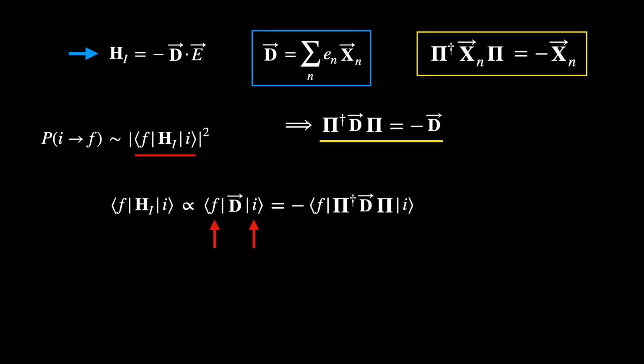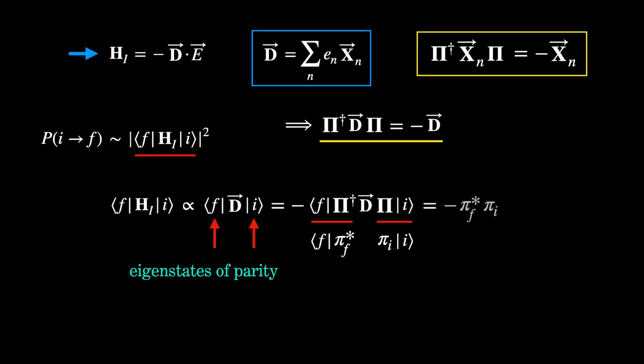The two states I and F are both eigenstates of parity. This is because they are the eigenstates of H0, which is assumed to be spherically symmetric, and therefore must also be eigenstates of angular momentum, and these have definite parities, as we have just shown. Pi I is the parity of the initial state, while pi F is that of the final state.